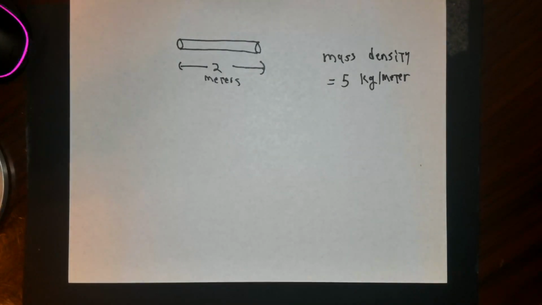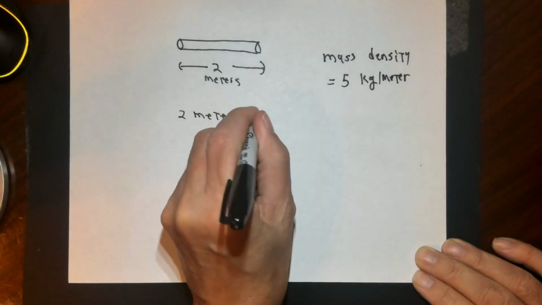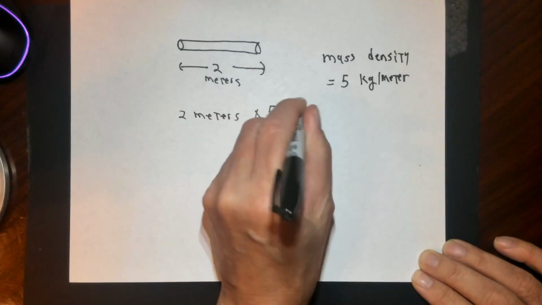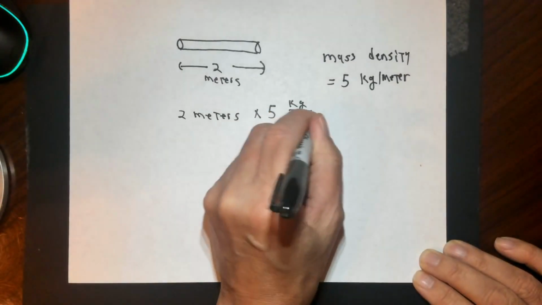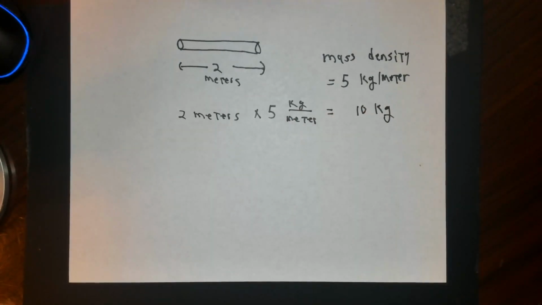Imagine this simple situation. You have a piece of wire that's 2 meters long, and it has a constant mass density. For every meter of wire, you have 5 kilograms, so the density is 5 kilograms per meter. If I ask you what the total mass is, this is easy enough to figure out. You have 2 meters of material, and you have 5 kilograms per meter. So you end up with 10 kilograms of mass altogether.